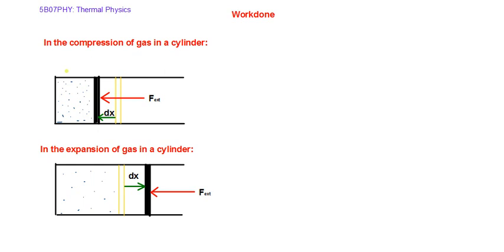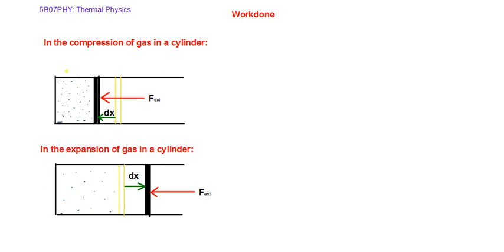You can consider some sort of an ideal gas taken in a cylinder fitted with a movable piston. The position of the piston is shown in black here. Now there is some sort of pressure inside the system exerted by the gas molecules of the system. The figure shows here F external is the external force acting on the piston.